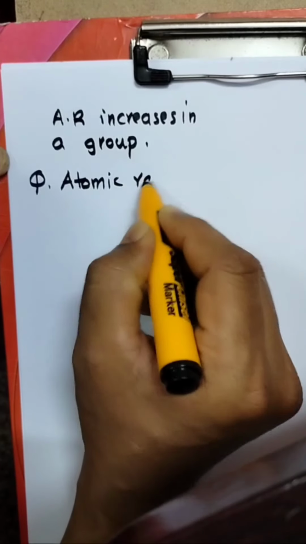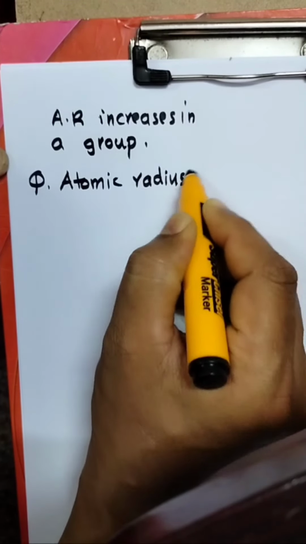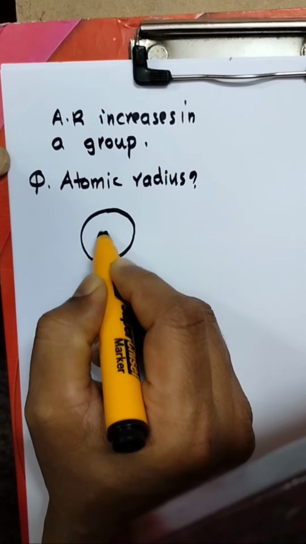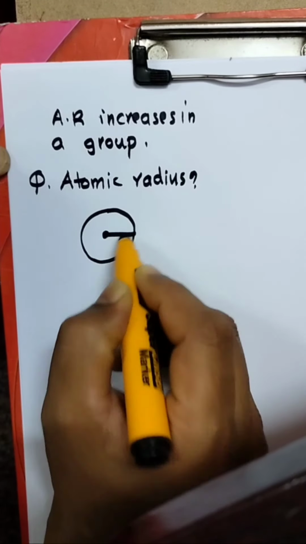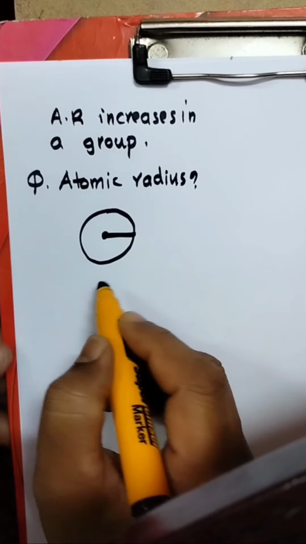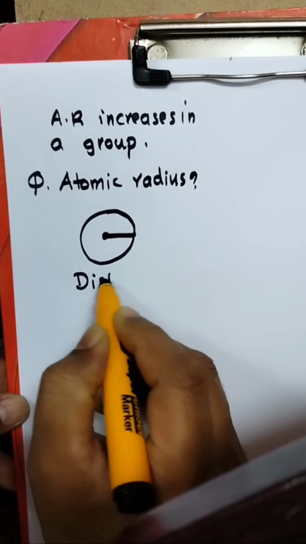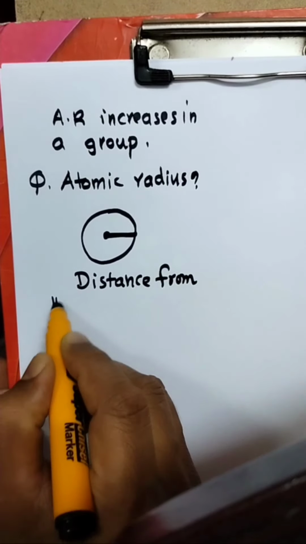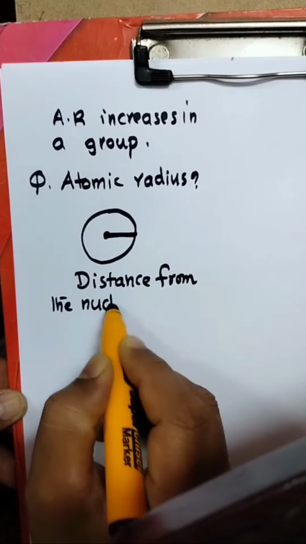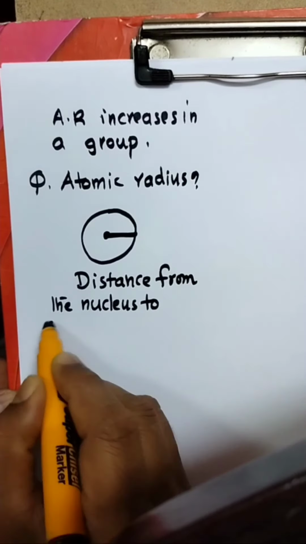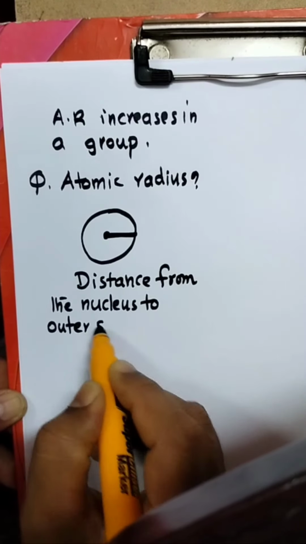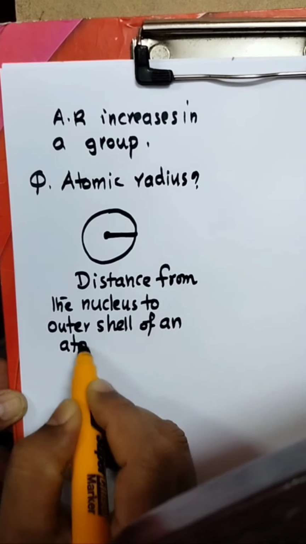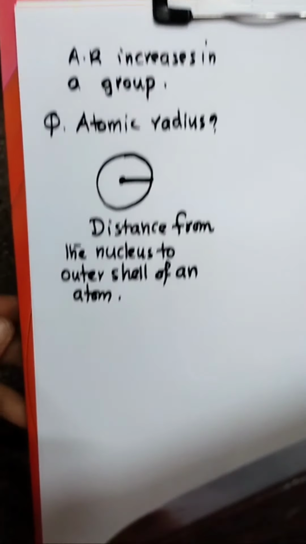Next question, what is atomic radius? Distance from the nucleus to outer shell of an atom. It is called atomic radius.